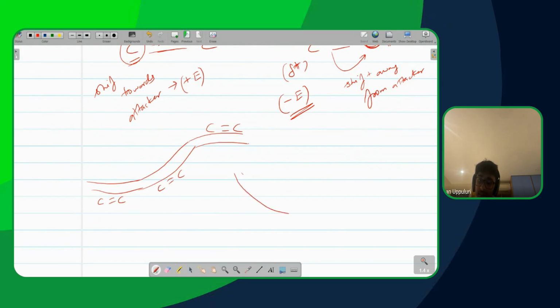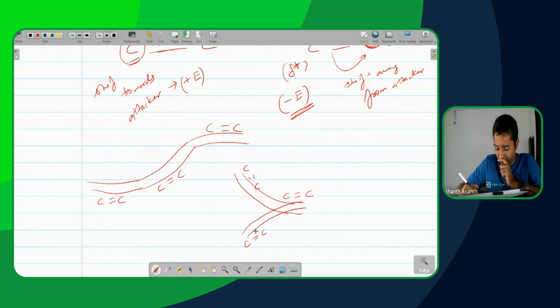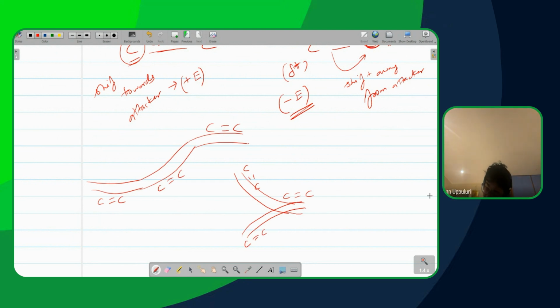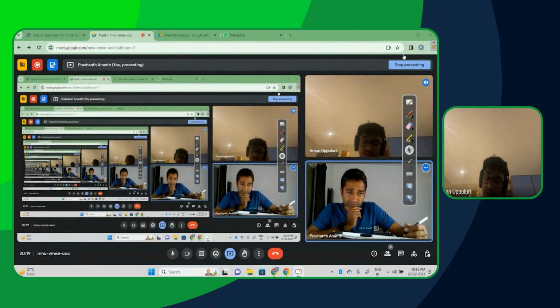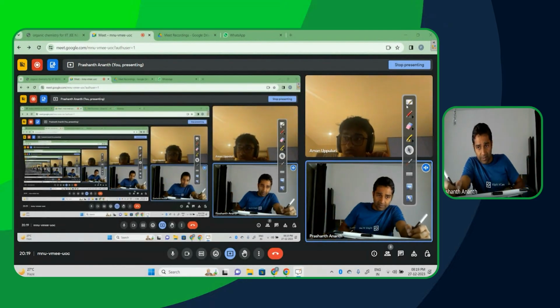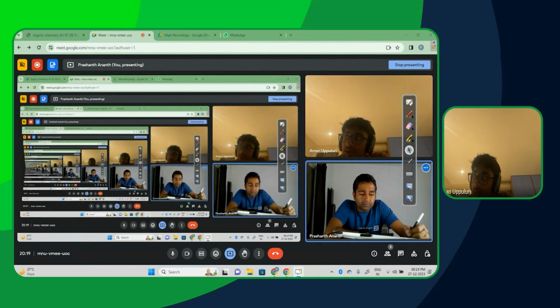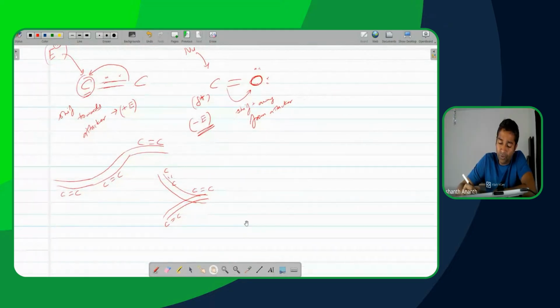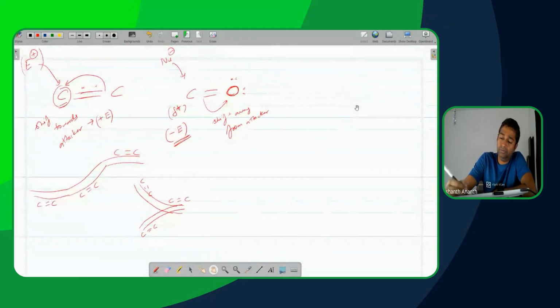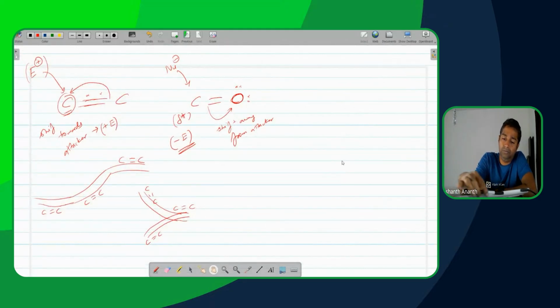I'm guessing you saw something like this. Were these the rough cases you saw? Yes, sir. So what do you understand by resonance? How should you visualize it image-wise?